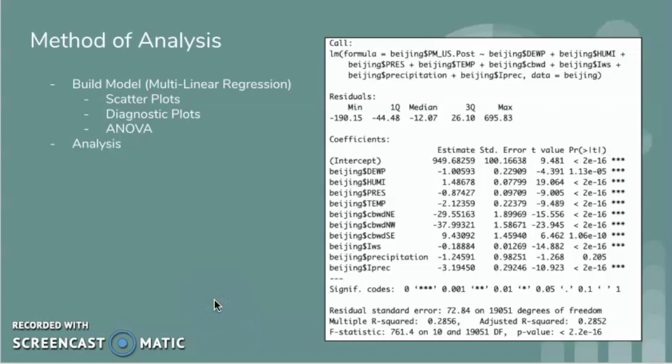Hello, my name is Joel Wang, and I'm going to talk about the analysis of the data set. From intuition, we believe that all the attributes we have have some relationship with the response variable, which is PM 2.5 US post. So we decided to use a multilinear regression model to fit the data. From this graph, we can tell that the multiple R squared is 0.2856, which means we can predict the response variable from some of the attributes, but not all of them, and the model needs to be modified.